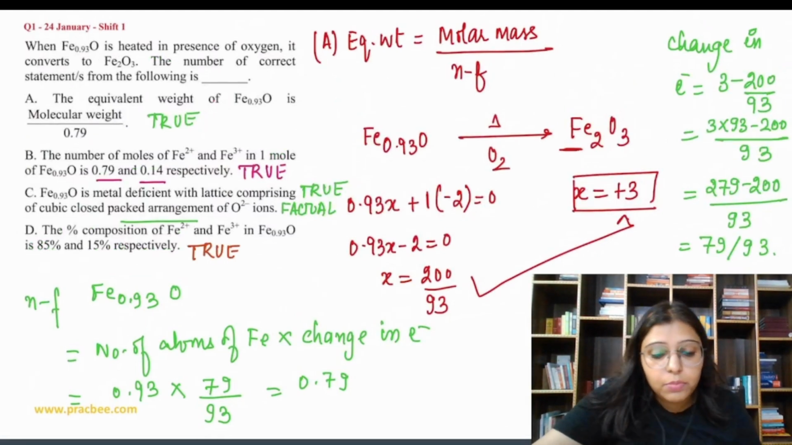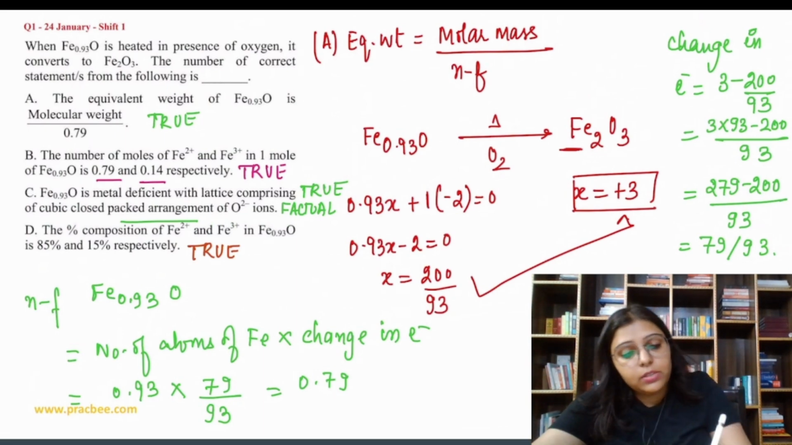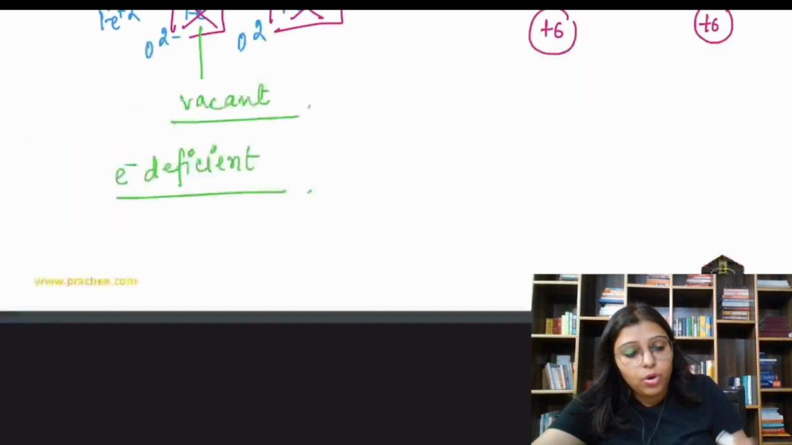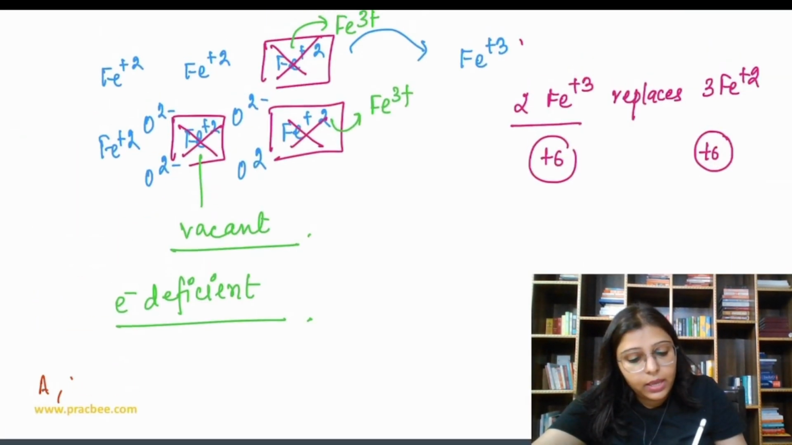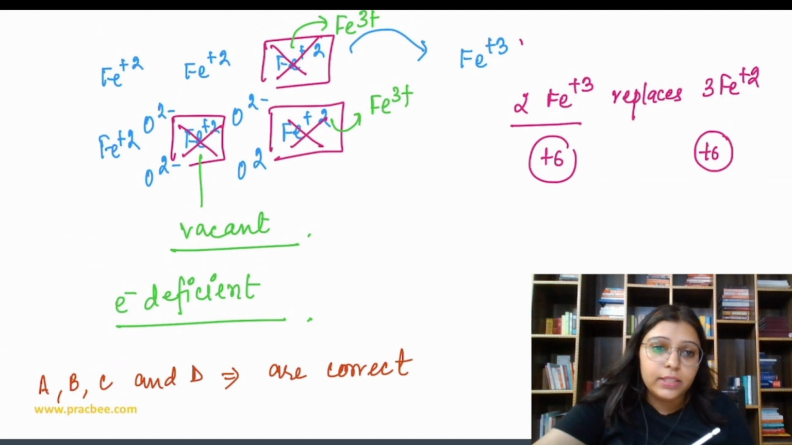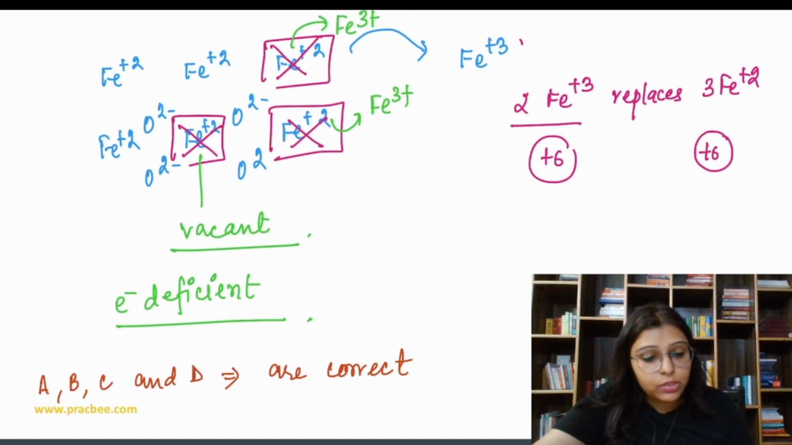So it means the number of correct statements from the following is, in total, the answer is going to be 4. Okay? So all 4 statements A, B, C and D are correct. Is it clear? Okay. Let's move to the next question.